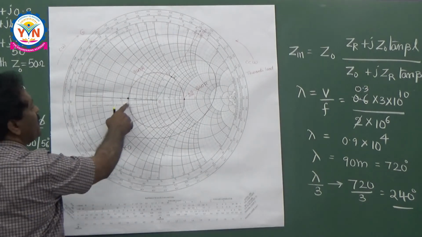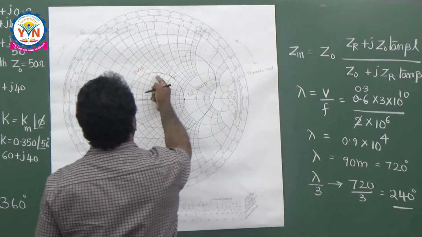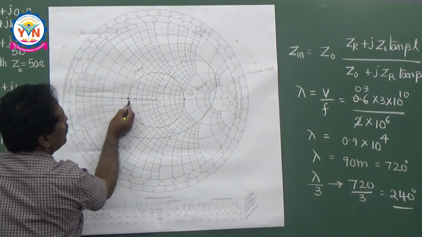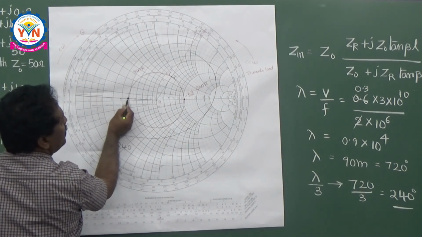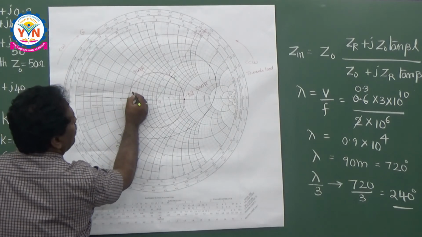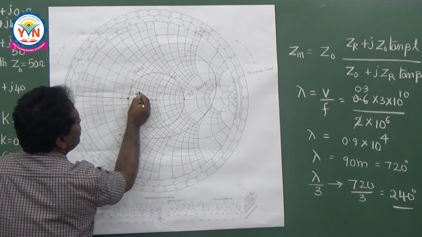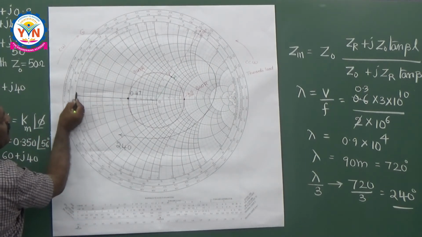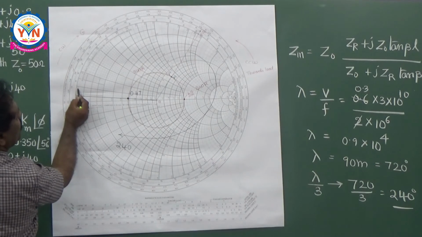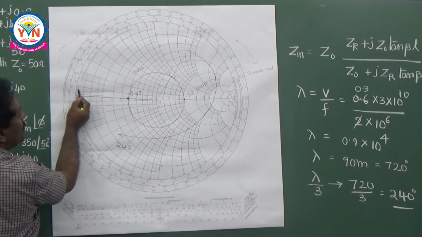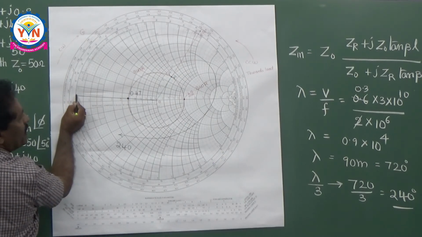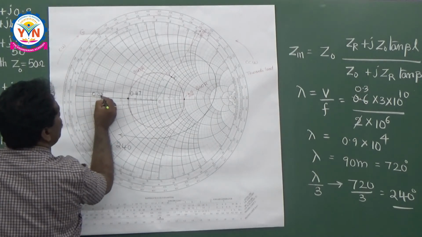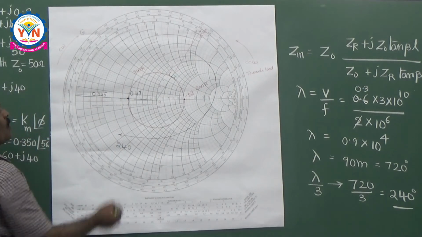And where exactly is it? Try to identify the resistance circle. This is 0.4 and this is 0.5. So it is in between. This is the R circle, the 0.47 circle. And if you see the reactance circle, it is like this. It is 1.0, but it is very much nearer to this. It is almost equal to the 0.035 reactance circle.